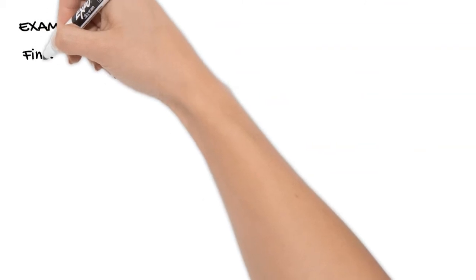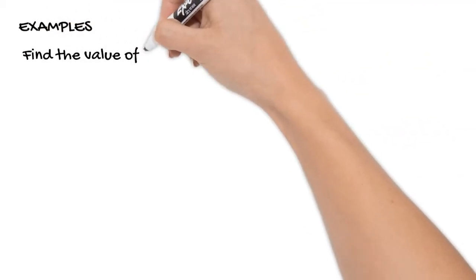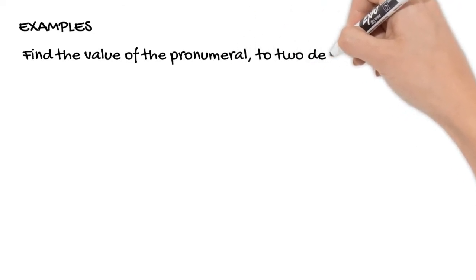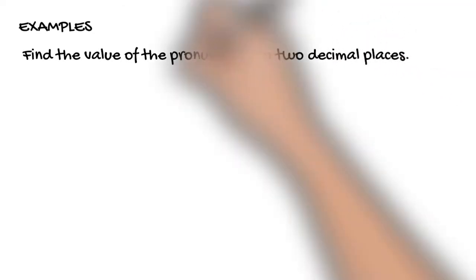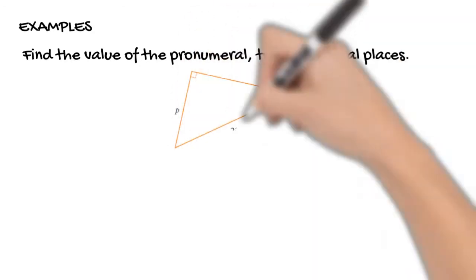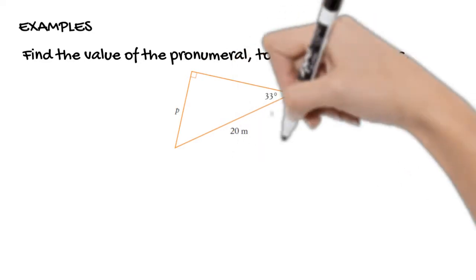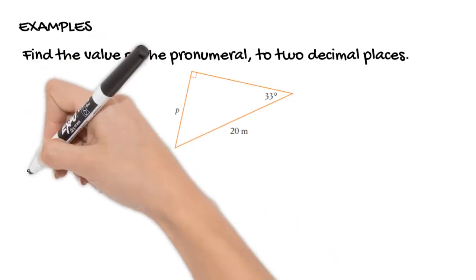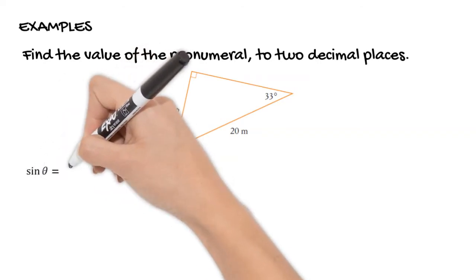So let's now have a look at some examples. We want to find the value of our pronumeral to 2 decimal places here. So you can see I've got an angle of 33 degrees. I've got my hypotenuse, which is 20 meters, and I want to find another side, which is P. So I need to look at the location of P according to my marked angle, which happens to be opposite. So because I'm using my opposite side and my hypotenuse, that means I'm going to use the sine ratio.